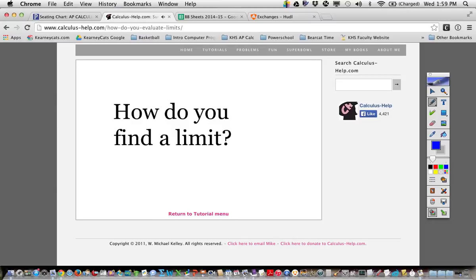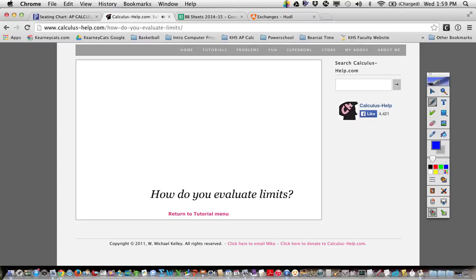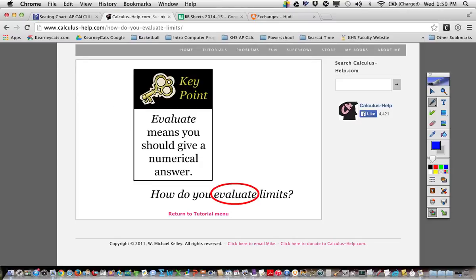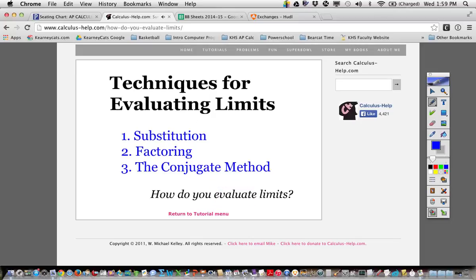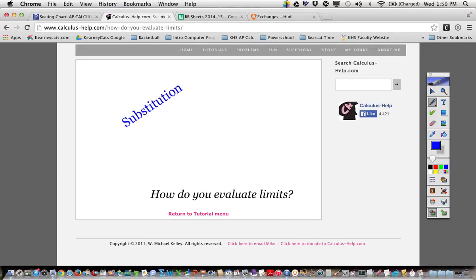How do you find a limit? The fancy word for finding the value of a limit is evaluate. So when you see the directions evaluate, basically you should be expecting to get a numerical answer. There are three major ways to evaluate a limit. They are substitution, the common denominator method, the factoring method, and the conjugate method. So we'll have four. We're going to go ahead and start with the easiest one, which is direct substitution.